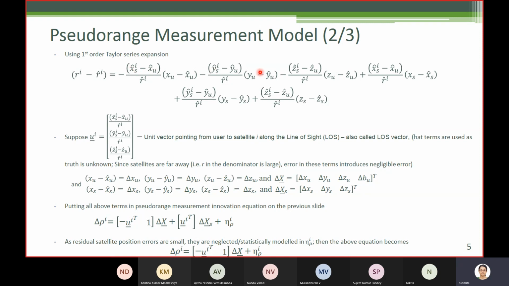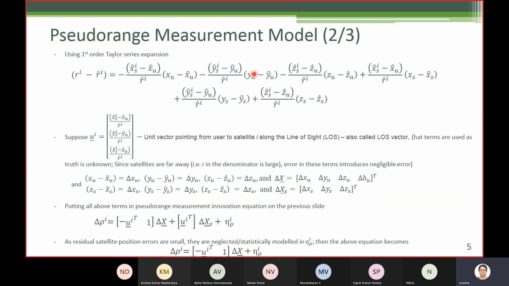This X hat, Y hat, and Z hat, this is actually obtained from the navigation data. So use them. And XU hat, YU hat, and ZU hat, they are actually the receiver's guess. So using these, we find these terms here, and then these are errors. Error in the X coordinate of the user position, error in the Y coordinate, error in the Z coordinate. Similarly, error in the X coordinate of the satellite, Y coordinate, and Z coordinate.